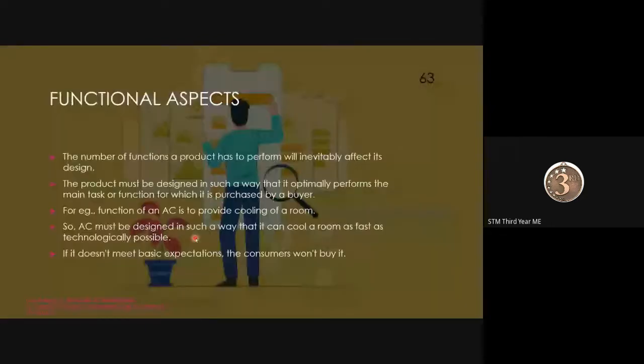Next is functional aspect. So what are the functions that the product has to perform? That is the next part. So first one was based on the customer requirement, we are sorting out the objectives, and based on that objective we are determining what all functions the product has to do. So for example, you can see a function of an AC is nothing but provide cooling of a room. So we are cooling the room. That is the functional aspect there. It may be cooling or heating.